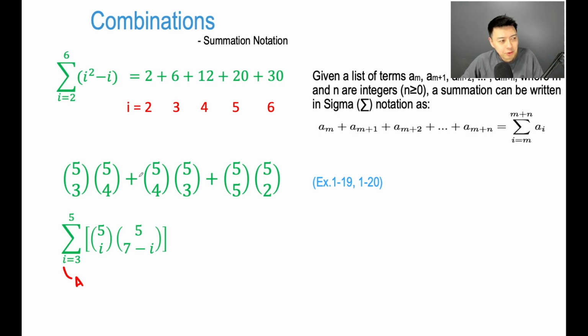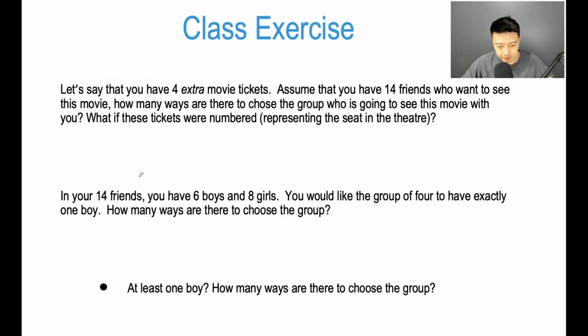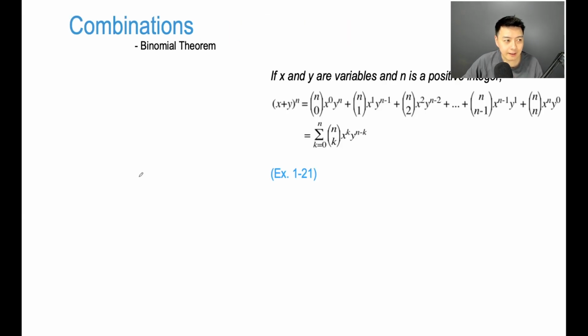Okay, so let's do one more quick application of this combination form, and then we can do another exercise. Let me skip over this for one second, and let's talk very quickly about the binomial theorem. So the binomial theorem is the application I'm talking about here. Let's say x and y are variables and n is a positive integer. Then it's basically telling us how we can expand x plus y to the n. Okay, x plus y to the n.